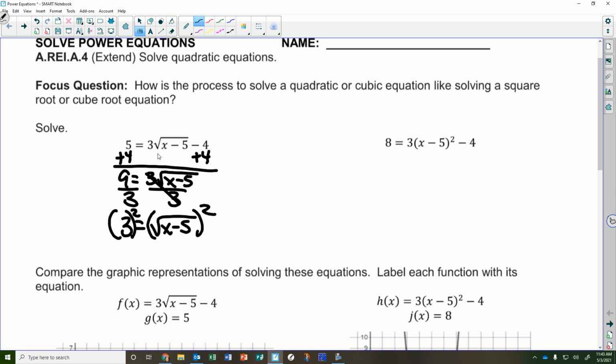When I do that, I get 9 equals x minus 5, and I'm going to add 5 to both sides, and I'm going to get x equals 14. Again, that's all we're doing is solving for x.